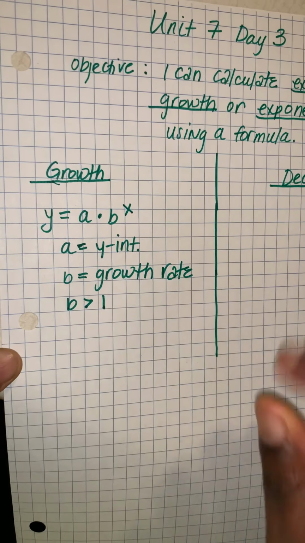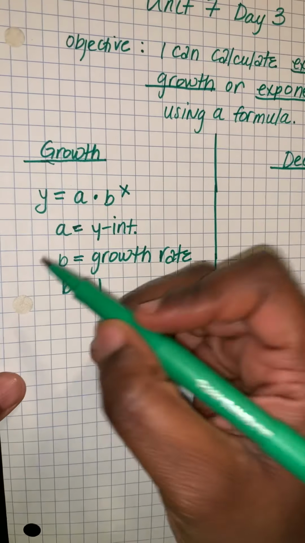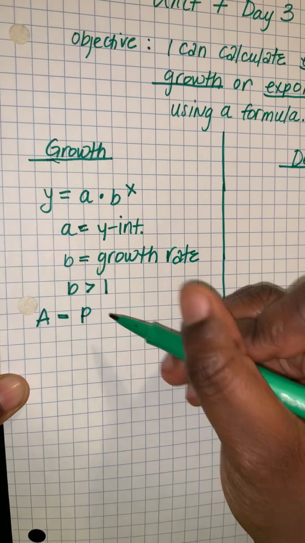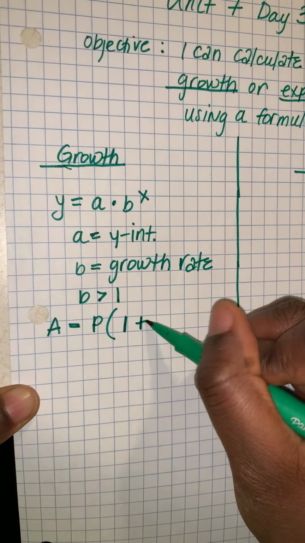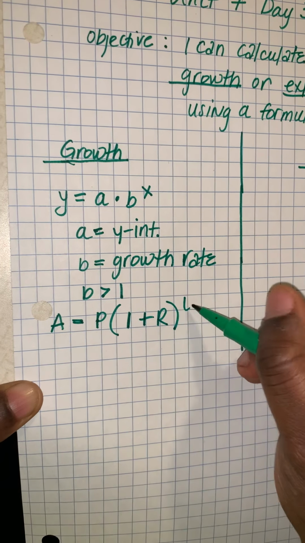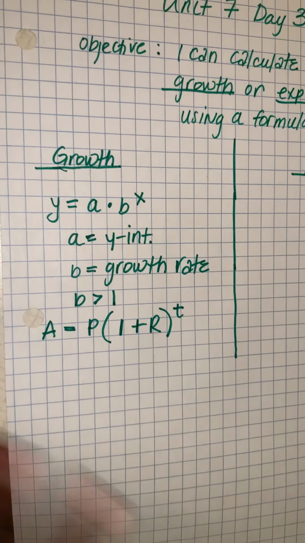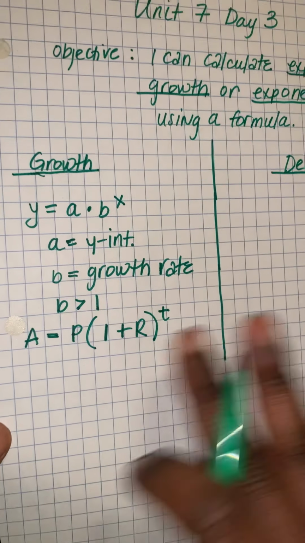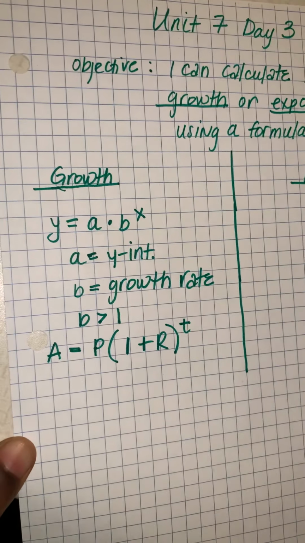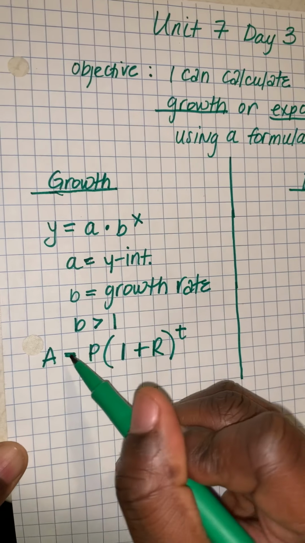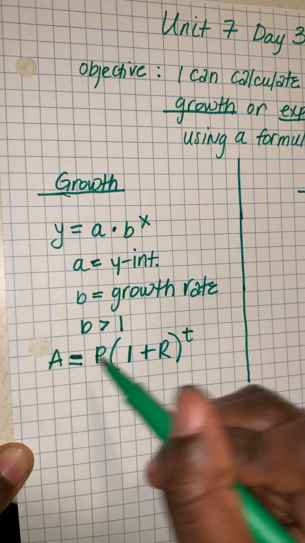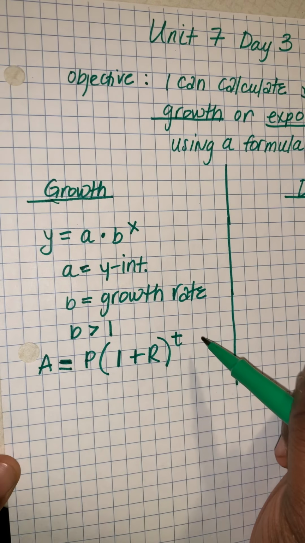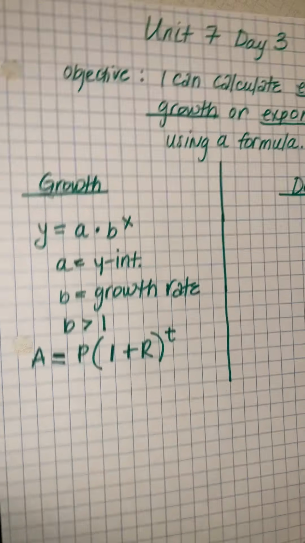Now, if we're going to calculate it, there's another formula. Now, this formula is A equals P, and then parentheses, 1 plus r. Everything is going to be raised to the power of t. Now you're probably like, what does this mean? What are you talking about? But don't worry, we'll go over it, okay? Just hold on to it for now. So again, it's A equals P, parentheses 1 plus r. Everything's raised to the power of t. Okay, let's go to the other side.